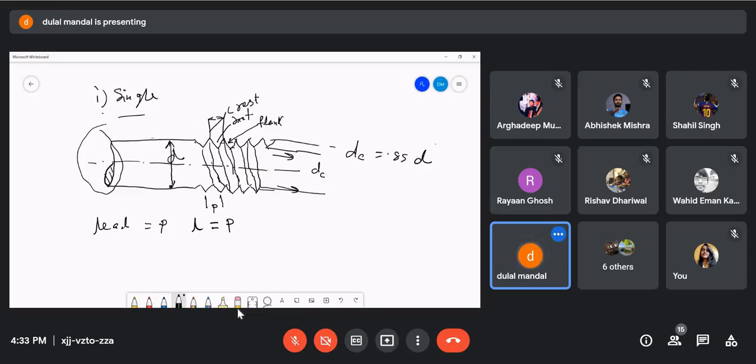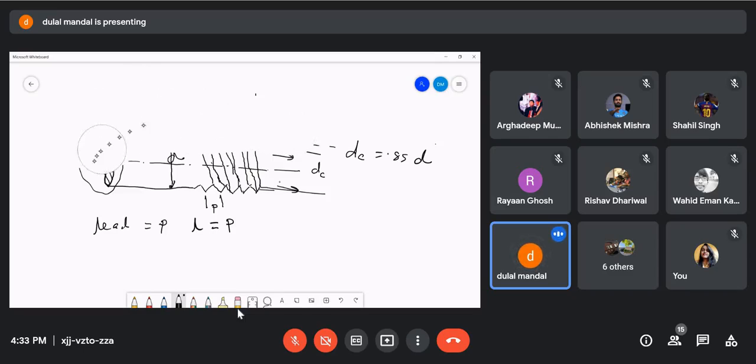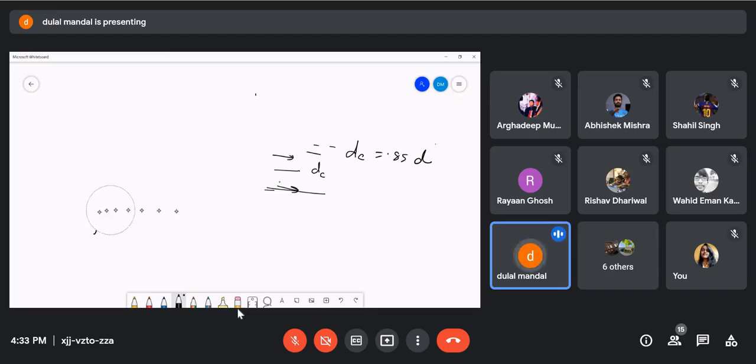Okay, now there is another point, whether it is a left hand thread or right hand thread. Whether it is left hand thread or right hand thread, that is to be understood. Any idea? Anybody have any idea about left hand or right hand thread?